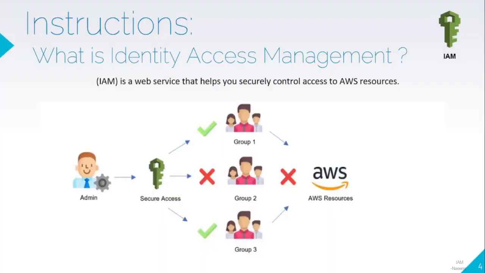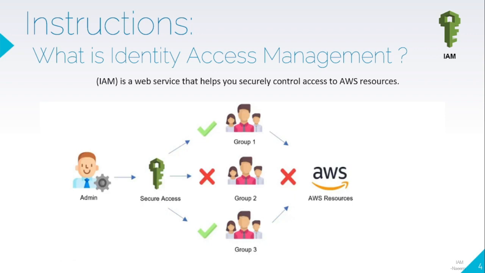So here I have a small example. As you can see, you are an admin here on the left-hand side. So basically this is going to be a root user. So you are going to provide secure access to these groups. You can see 3 people here. They can be taken as users. These 3 people I have grouped as group 1. The remaining 3 people I have grouped as group 2. These 3 people again I have grouped as group 3.